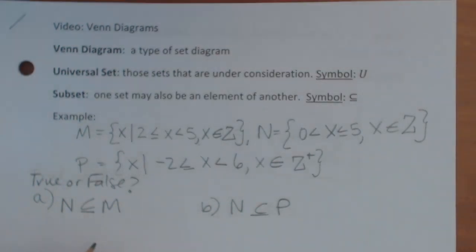This symbol is a capital U here. Subset: one set may also be an element of another. And here's our little symbol. So let's do an example.